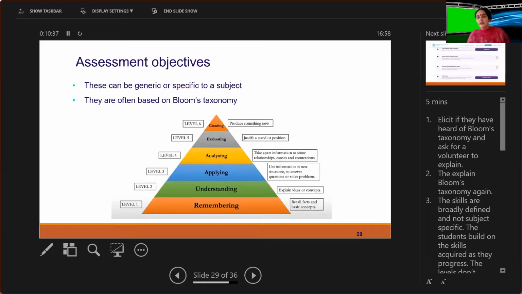So when we talk of assessment objectives, all of us know Bloom's taxonomy and the 6 domains of the cognitive approach, where remembering and understanding are levels 1 and 2 of the taxonomy, dealing with the lower order, and applying, analyzing, evaluating, and creating become the higher order. So assessment objectives are generally generic or specific, but they are normally based on Bloom's taxonomy.